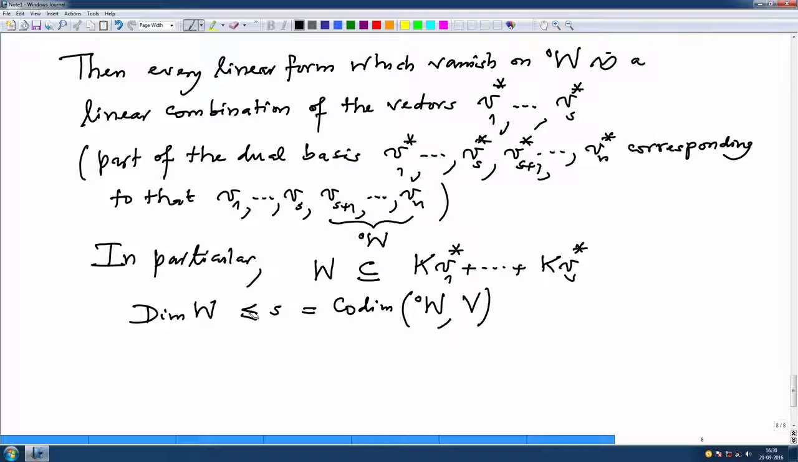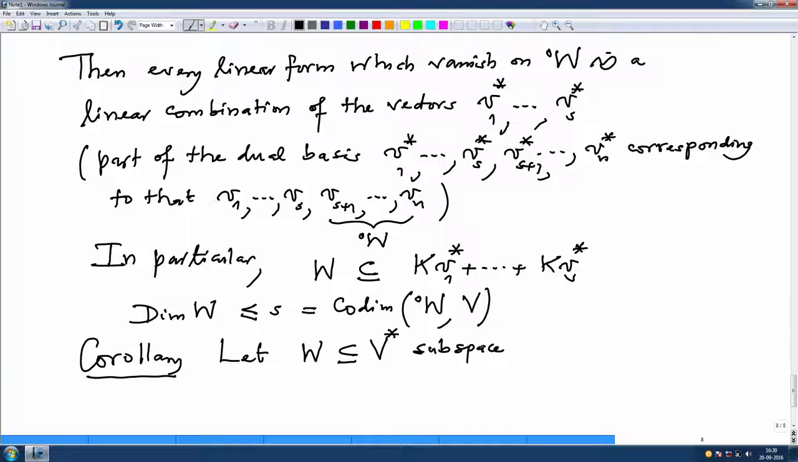So actually, an immediate consequence of this is the following, what we were looking for. Let me call it a corollary. Let W contained in the dual be a subspace, and we are assuming V and hence V star are finite dimensional.